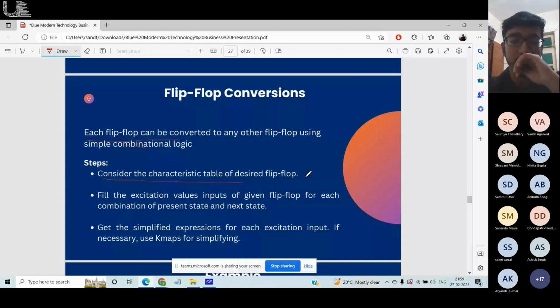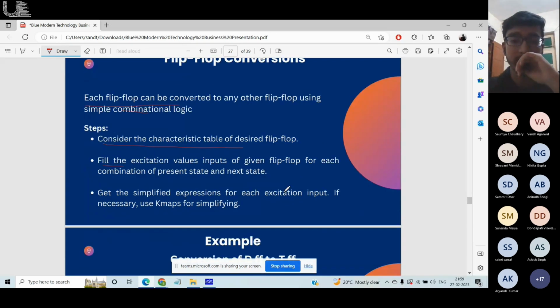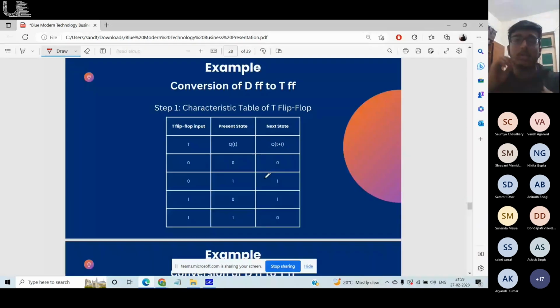Then you check the excitation values of the flip-flop. I'll move to the example, as it will be easier for you to understand. We are converting a D flip-flop to a T flip-flop. That means we have been given a D flip-flop, and we have to make a simple T flip-flop.